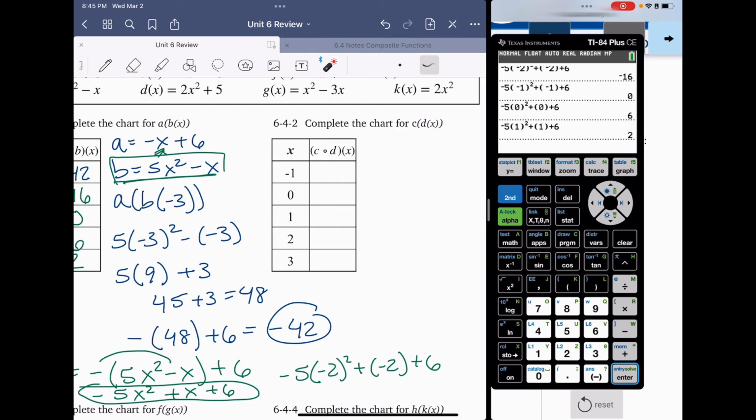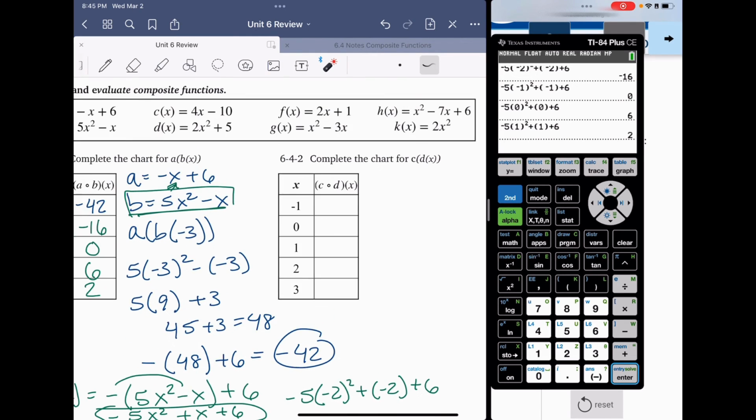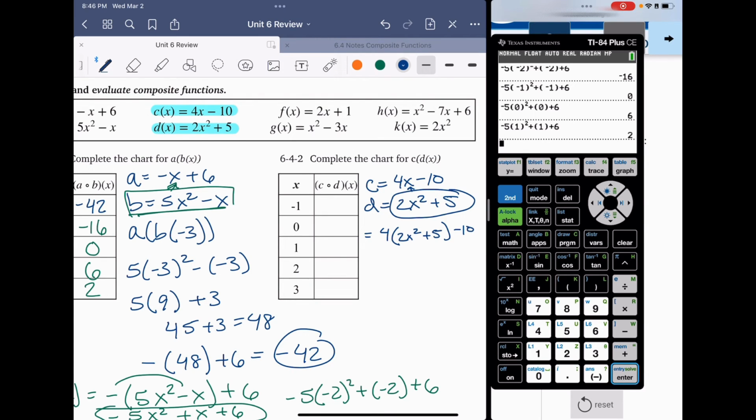6.4-2. All right, so now they want us to find the composite C of D of x. So we have C and we want C of D. All right, so C equals 4x minus 10 and D equals 2x squared plus 5. So again, remember, we're going to take all of this and plug it in for our x in C. So we're going to have 4, and then instead of x, we'll put the 2x squared plus 5, and then minus 10. And then our next step is to simplify.